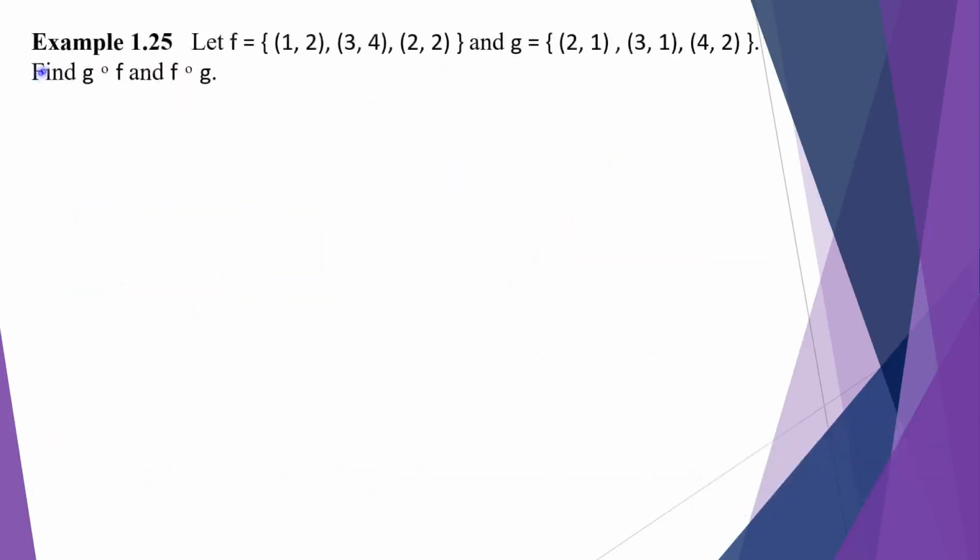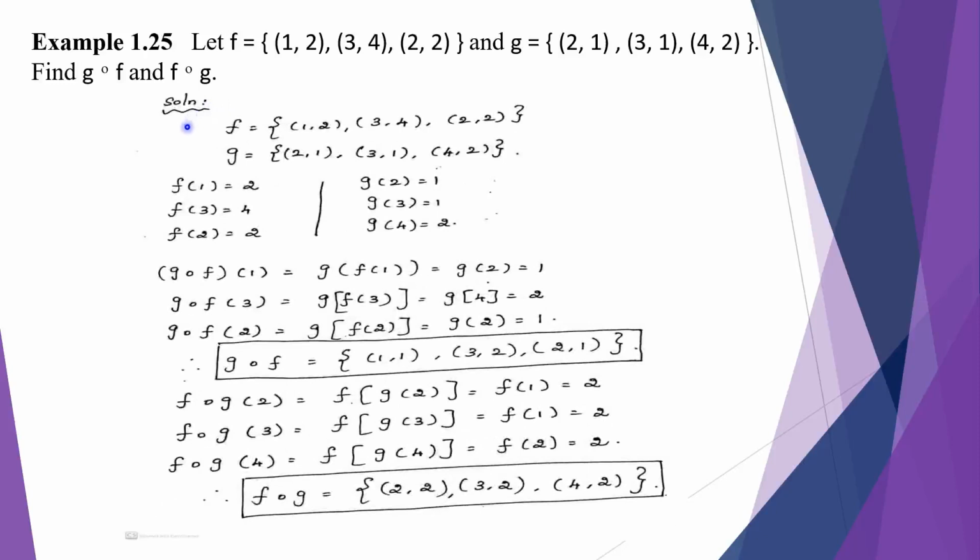Let us see the example, 25th sum in chapter 1. Let F equal to the set of all (1, 2), (3, 4), (2, 2) and G equal to the set of all (2, 1), (3, 1) and (4, 2). Find G composite F and F composite G. This type of sum will be asked in 2 marks or 3 marks. Have to listen to the sum carefully. Let us see the solution.